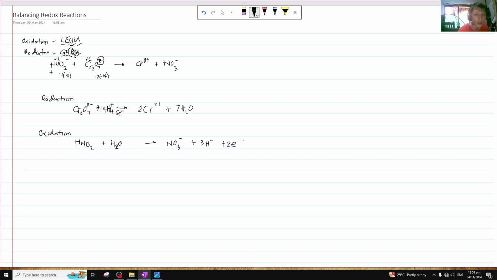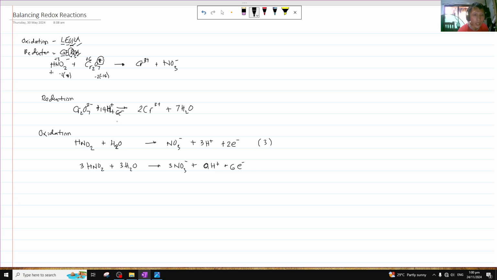You can see that they will be balanced if we multiply this thing by 3. So basically, we will multiply this by 3 because if it's already balanced, then multiplying it would still be a balanced equation. So 3H2O, then you would have a 3NO3 negative, then you would have a 9 H plus, and then you would have 6 electrons.